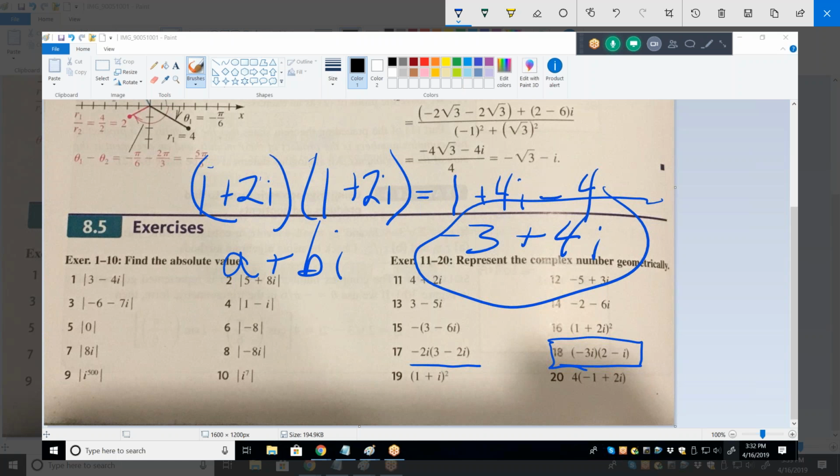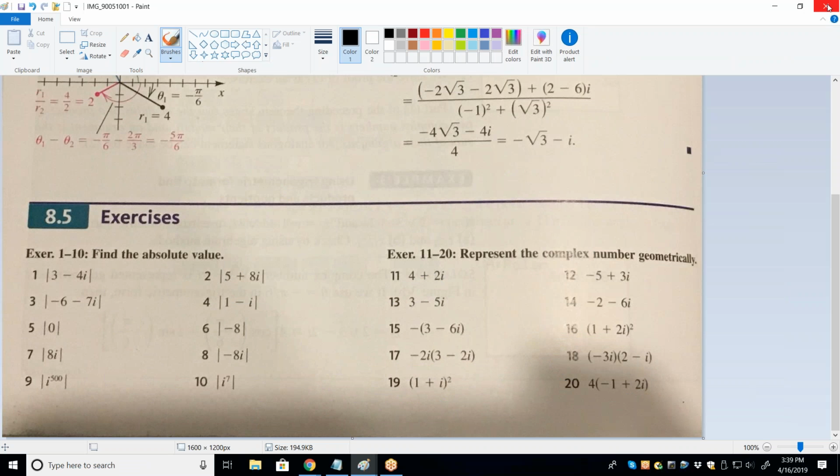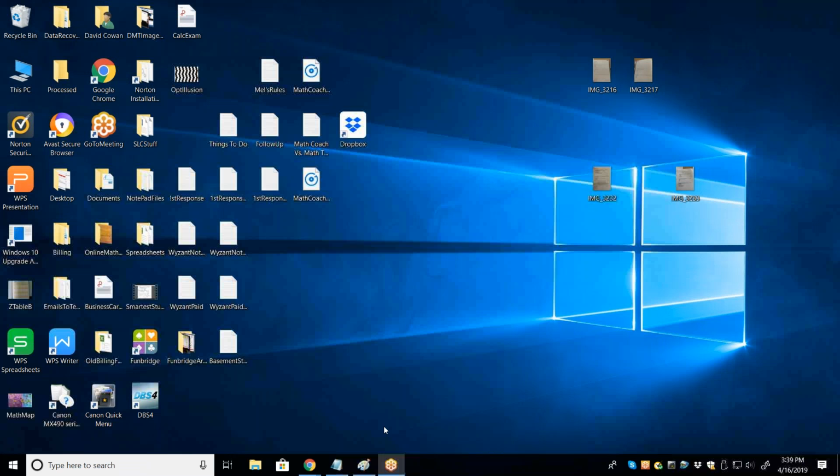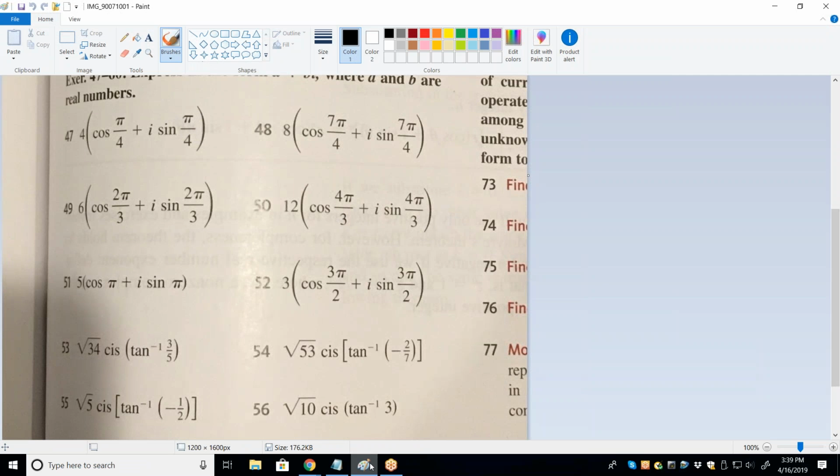So multiply these out, simplify them into a plus bi format, and then they graph very logically. That's right. Okay? All right, let's go on to the next page.